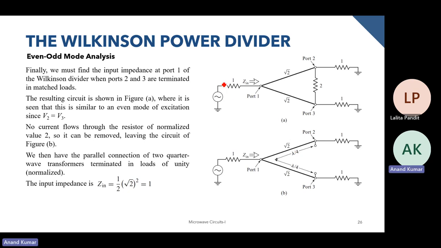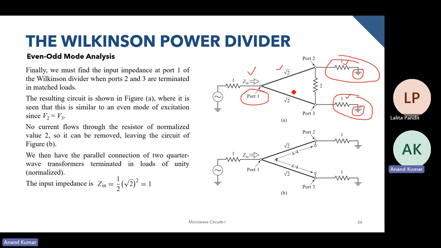And now to find the S parameters of this entire network, what we need is the input impedance at port 1 when port 2 and port 3 are matched. So if port 2 and 3 are matched, sorry, I just highlighted the ground over here. I intended to highlight this entire thing. So they're matched with one over here. This normalized characteristic impedance is one over here, and we have to find out the input impedance over here.